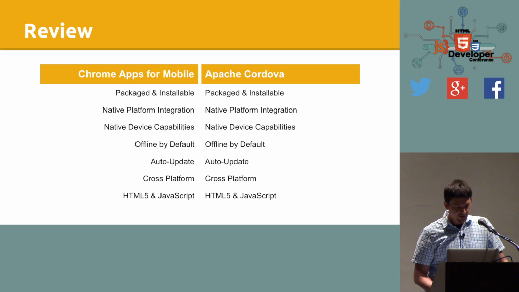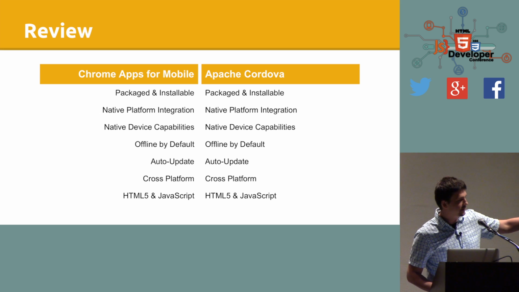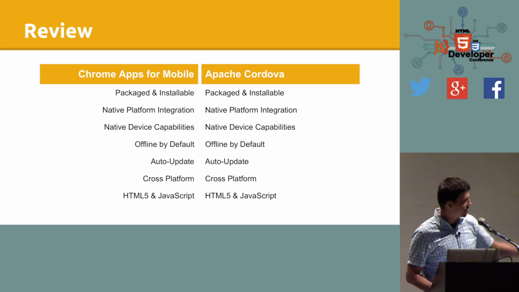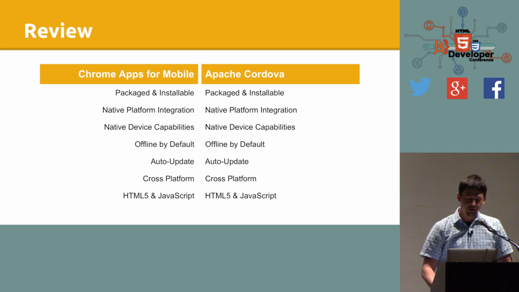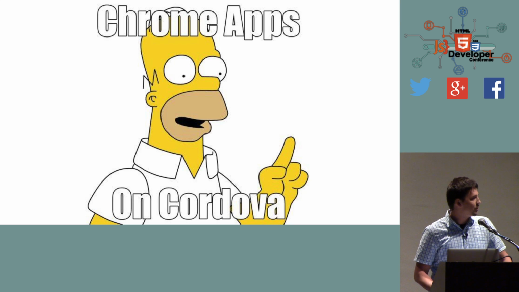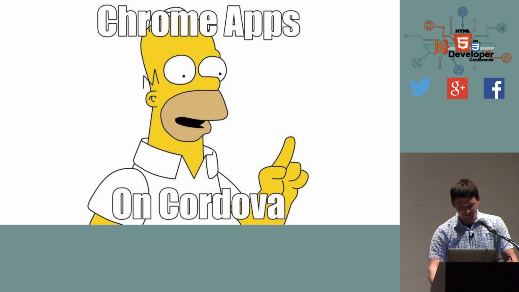So, reviewing. On the left you have Chrome apps for mobile. On the right you have Apache Cordova. So we fed this data into Google's machine learning system, right? It crunched the numbers. It took a little while, right? We sort of thought, what's it going to come up with? And it came up with this conclusion. We saw the pattern.